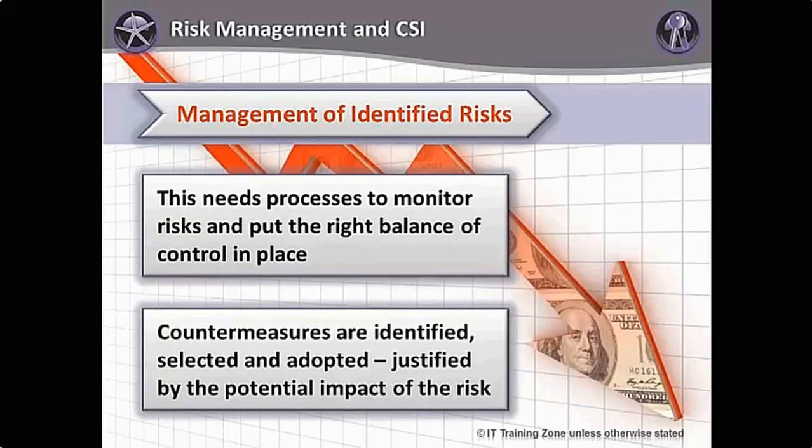The second phase of risk management is the actual management of identified risks. This involves having processes in place to monitor risks and access to reliable and up-to-date information about risks. Management ensures that the right balance of control is in place to deal with those risks, and that the decision-making processes are supported by a framework of risk analysis and evaluation. Risk management also involves the identification, selection, and adoption of countermeasures. These countermeasures will be justified by the potential impact upon services if failure occurs, and the reduction of risks to an acceptable level.